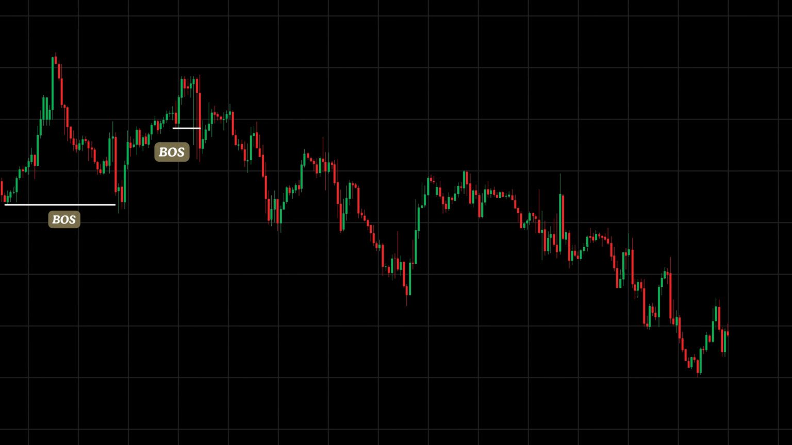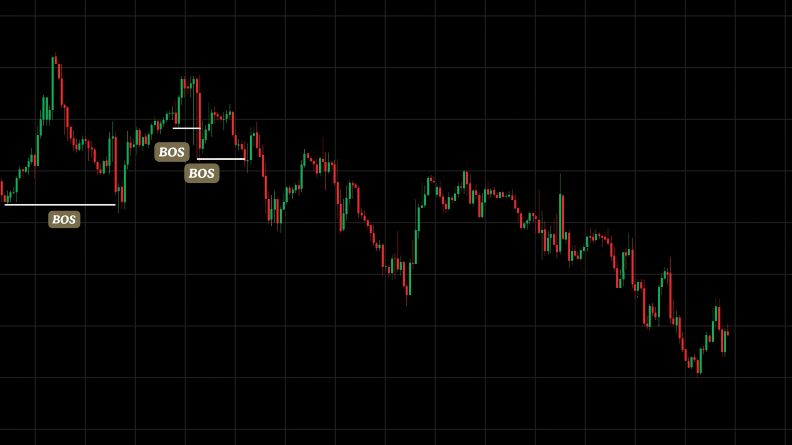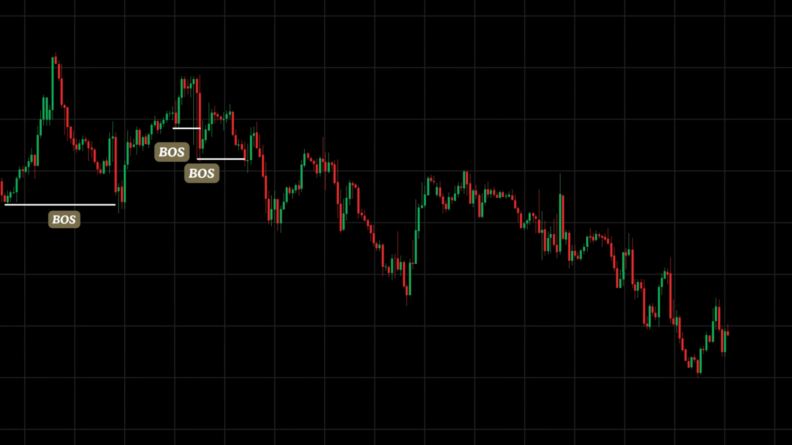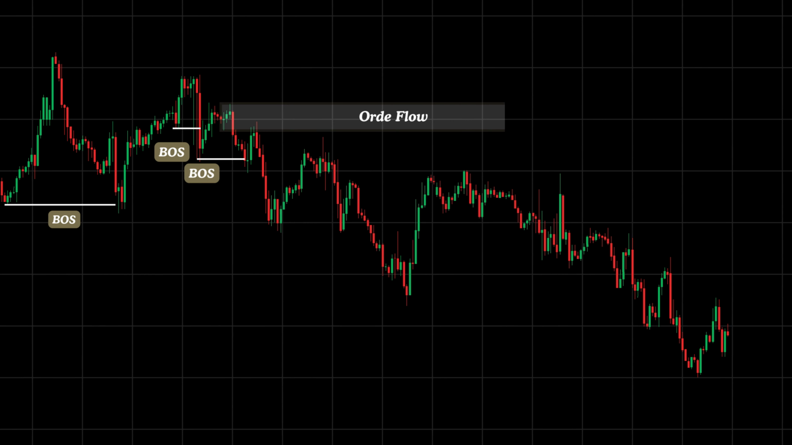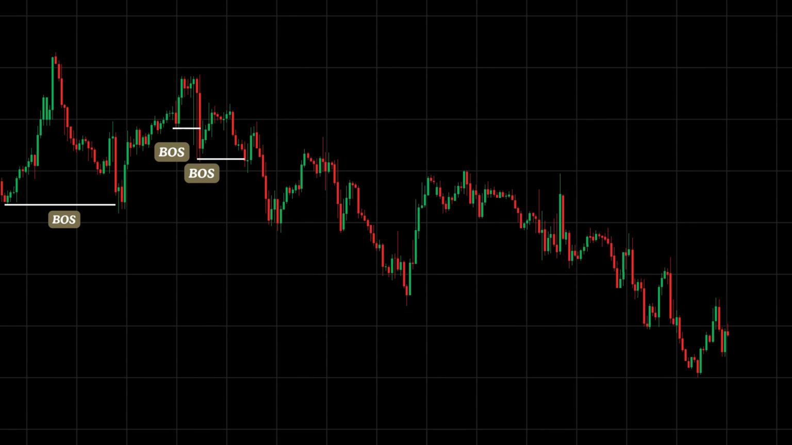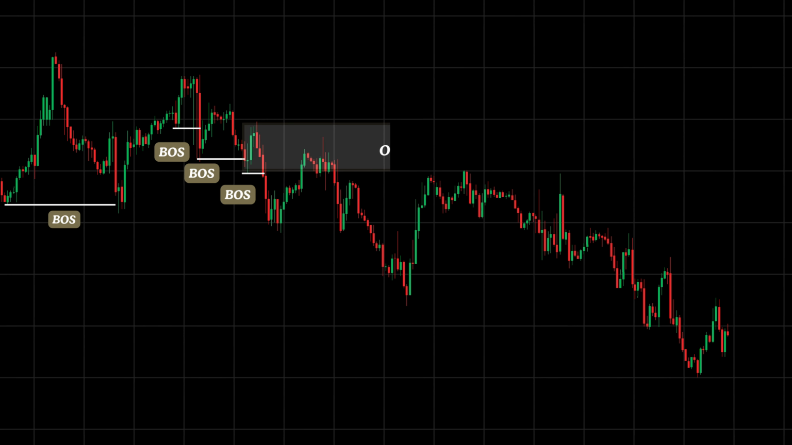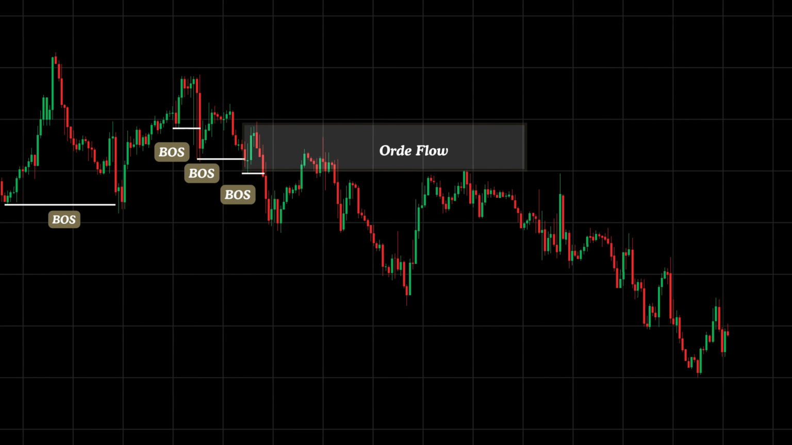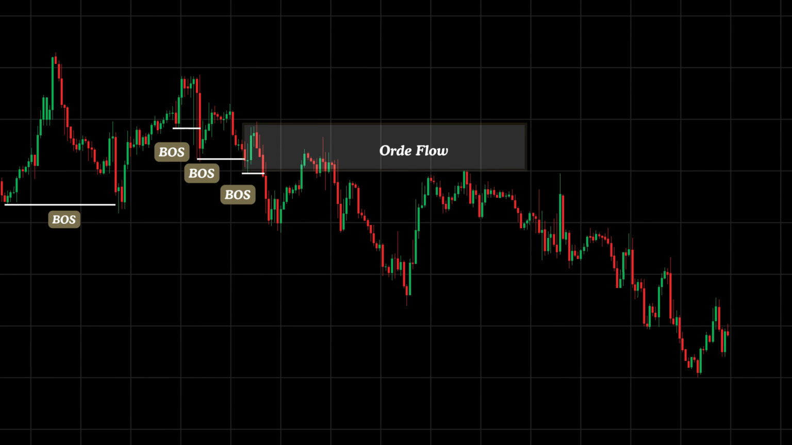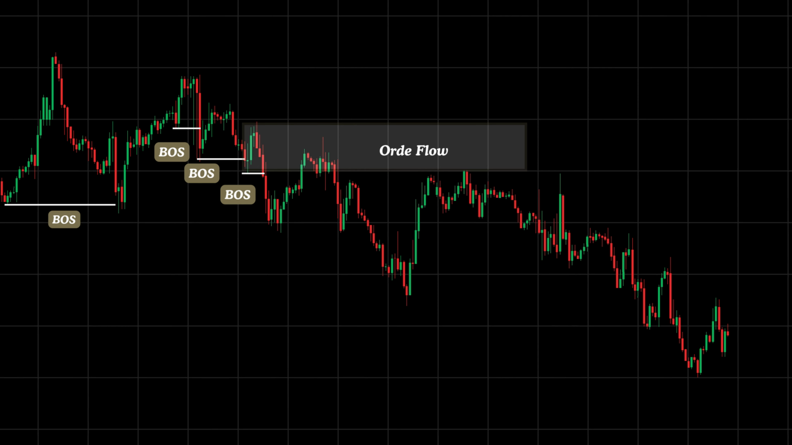Here we see another BOS, and the zone containing the last sequence of bullish candles before the drop has been identified and marked as a new order flow. Once again, we observe a break of structure. This newly highlighted zone marks the final buying momentum prior to a sharp move downward. Thus, we classify it as another order flow zone.